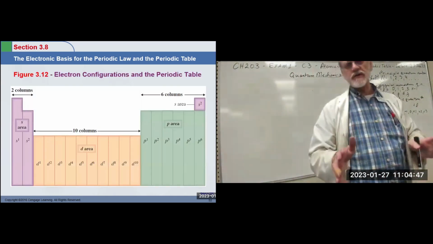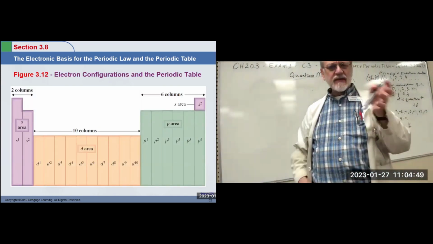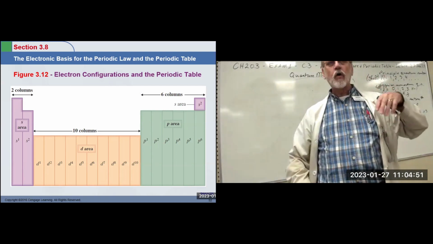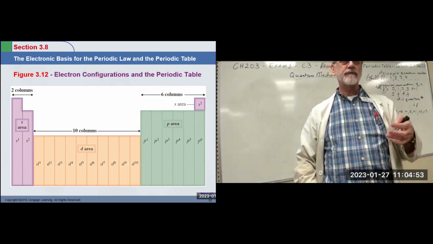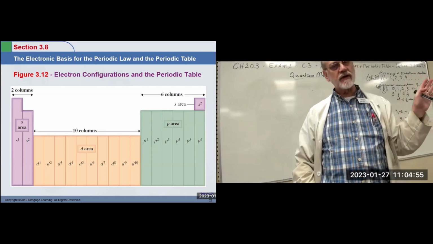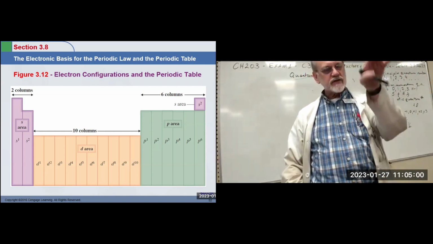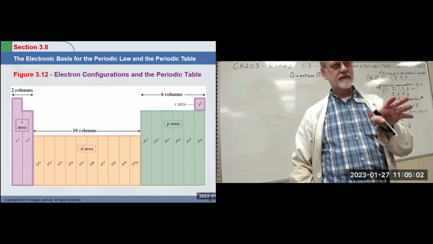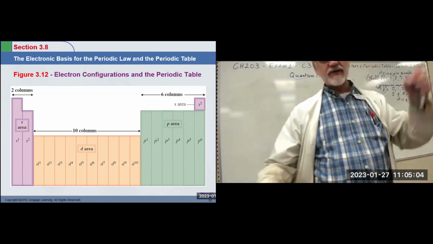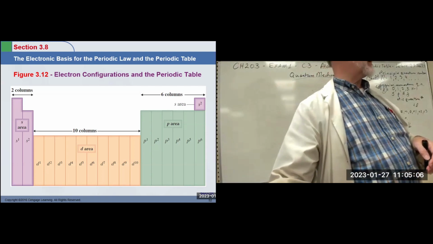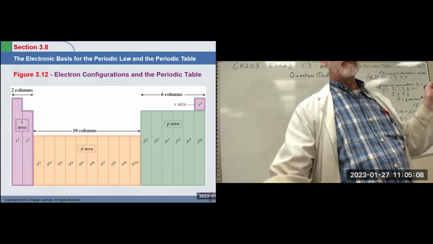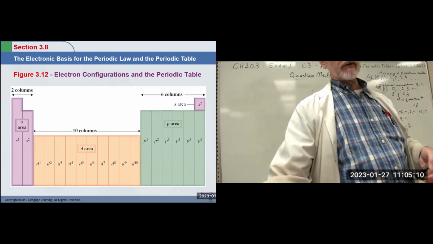So we went over this before. In these areas, there are orbitals that are being filled. The first two columns on the left, s orbitals are filling. The last 6 on the right are the p orbitals filling. Transition metals in the middle are the d orbitals filling. And I mentioned that the lanthanides and the actinides in the bottom 2 rows are f orbitals.